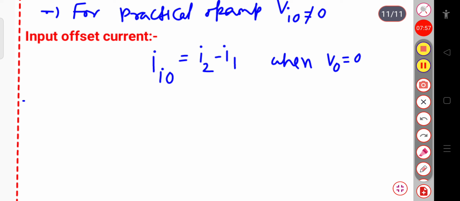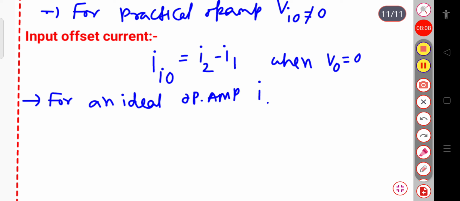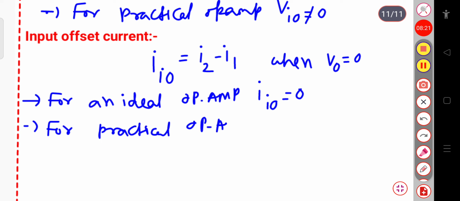For an ideal op amp, the input offset current is equal to 0. But for the practical op amp, operational amplifier, the input offset current is not equal to 0.